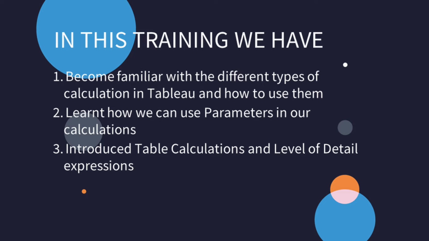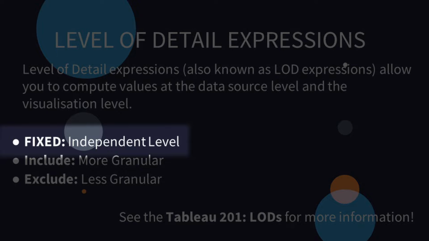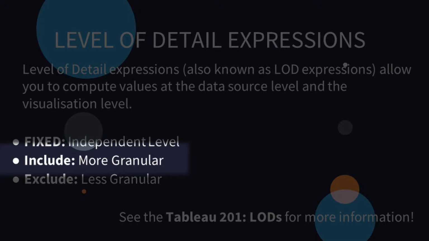So the first thing we're going to look at are level of detail expressions, otherwise known as LODs. These allow you to compute values at a data source level and at the visualization level. So they allow you to control granularity. And there are three types of LOD. You've got a fixed LOD. This will calculate everything at an independent level. So irrespective of what is on the view, it will be computed to the level that you have defined when writing the calculation. Include makes your data more granular.